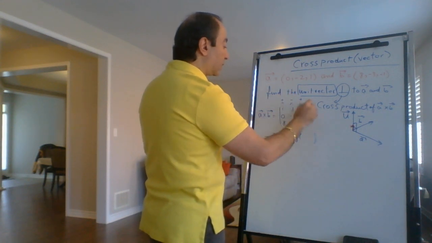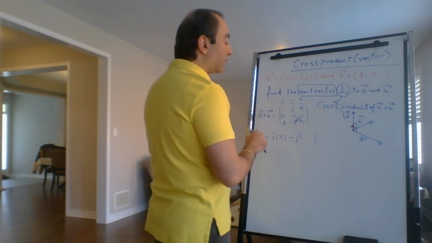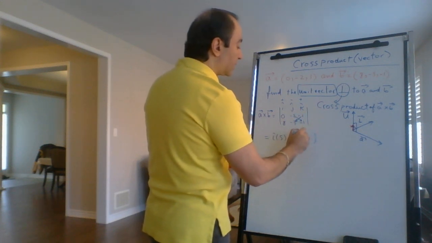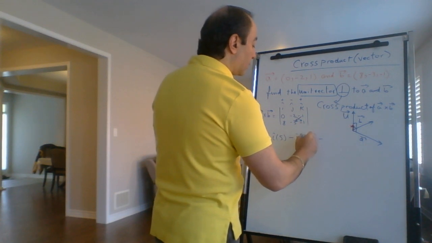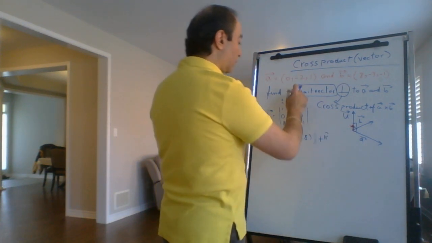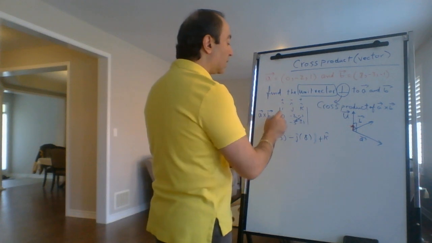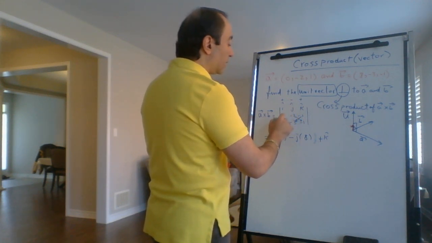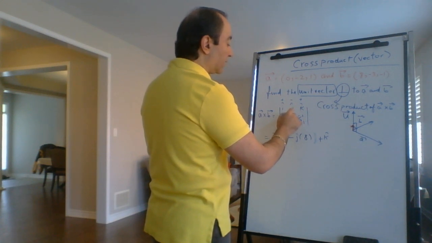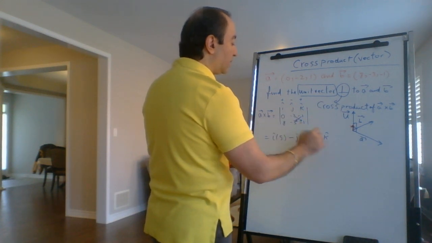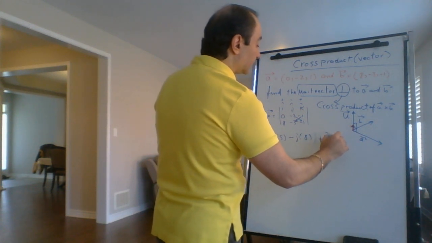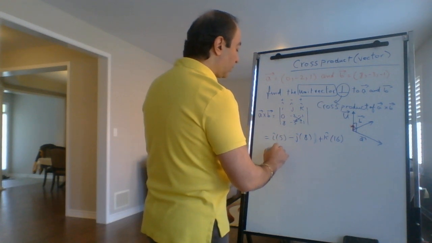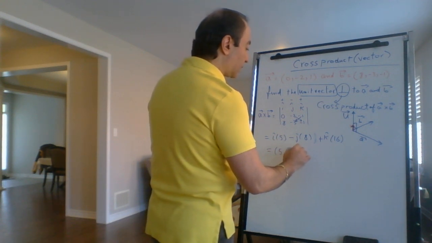Ignore the column and the row that has j. 0 times negative 1 is 0, minus negative 8, so that's 8, plus k. Forget about the column and the row that has k. 0 times negative 3 is 0. Negative 2 times 8, so minus 16. So I know that the components of this vector will be 5, negative 8, and 16.